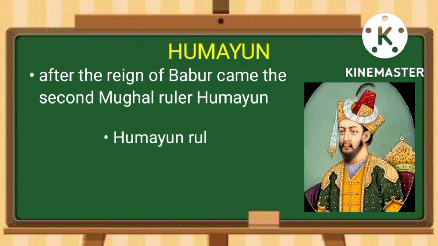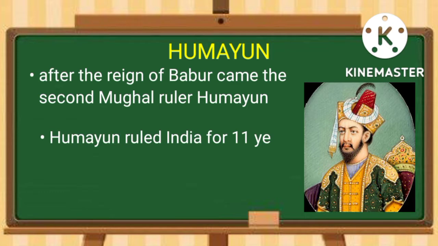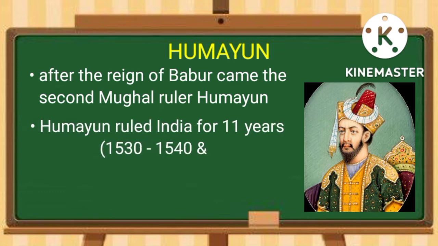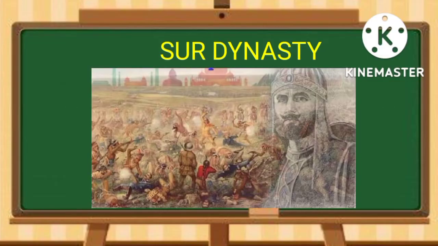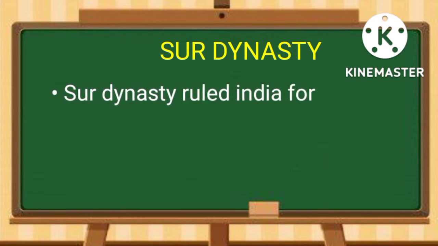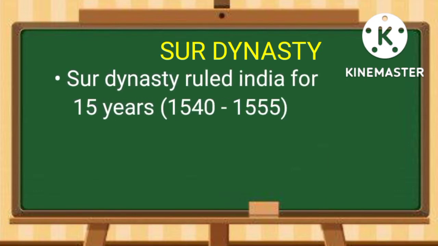He ruled India from 1530 to 1540 and from 1555 to 1556. We can see a gap between 1540 and 1555. What about this period? Which dynasty ruled India in this period? That's a question, and the answer is the Sur dynasty. The Sur dynasty ruled India from 1540 CE to 1555 CE.